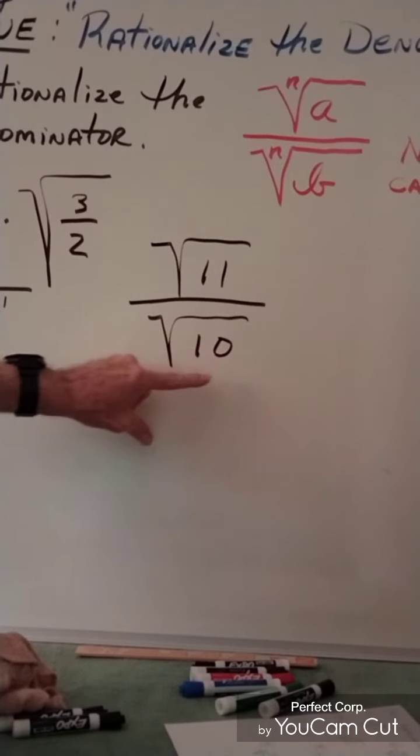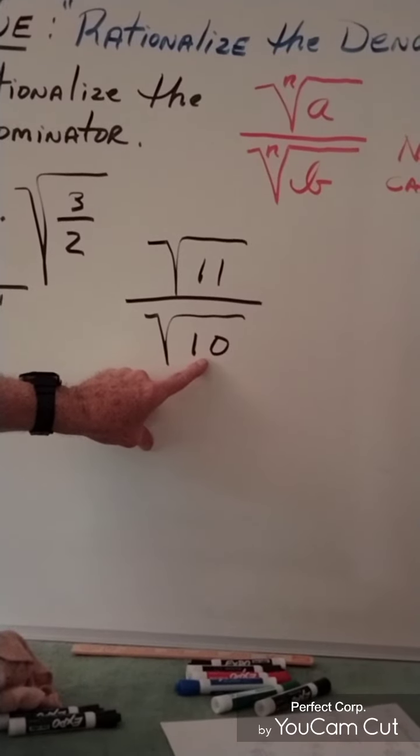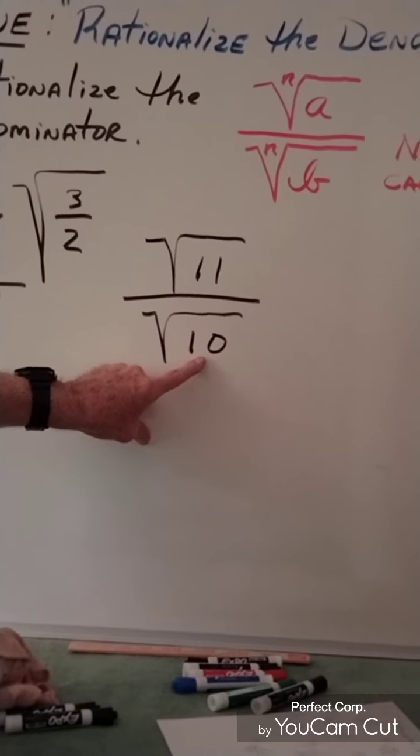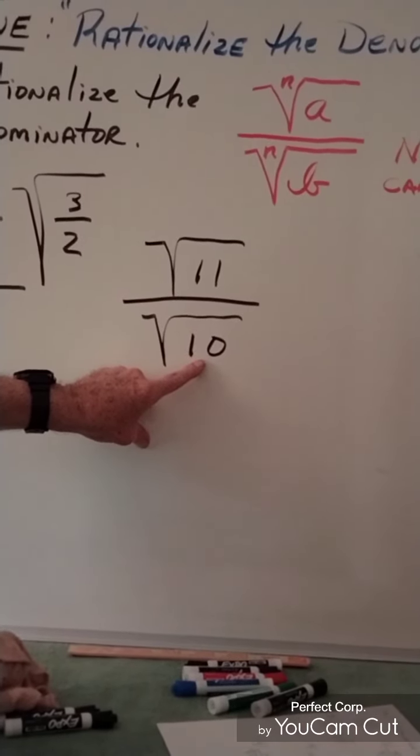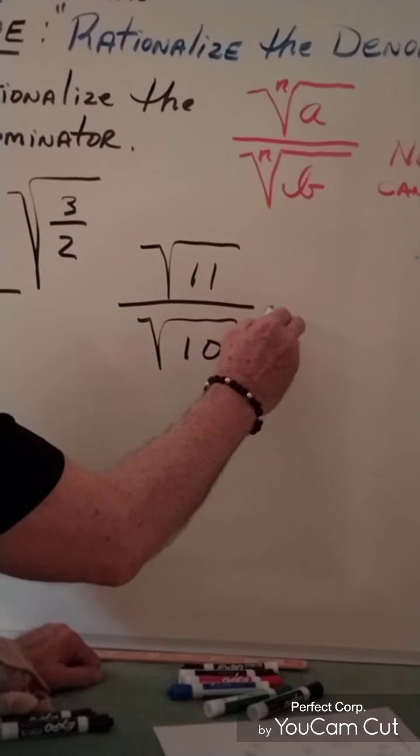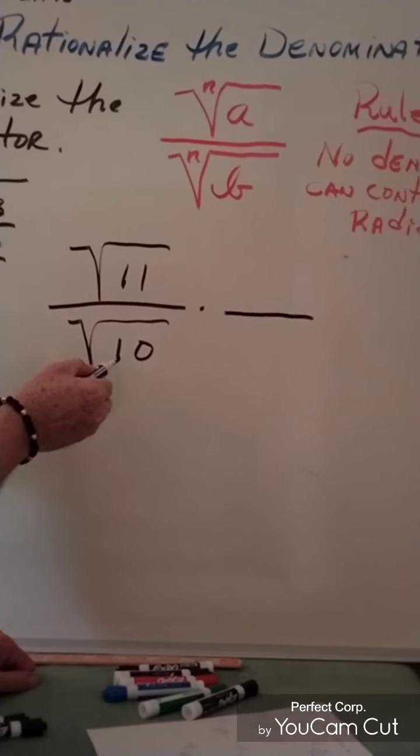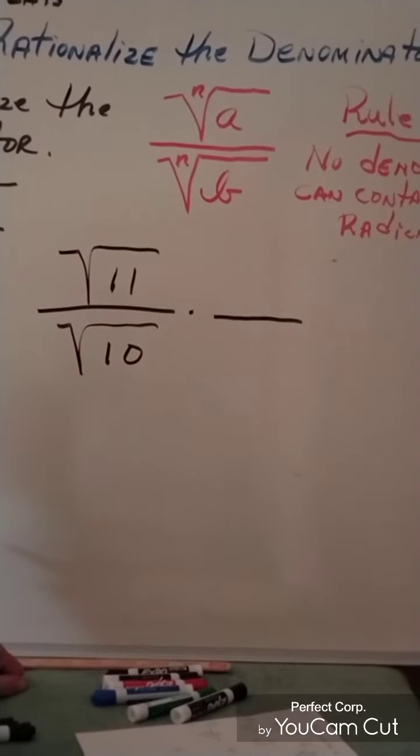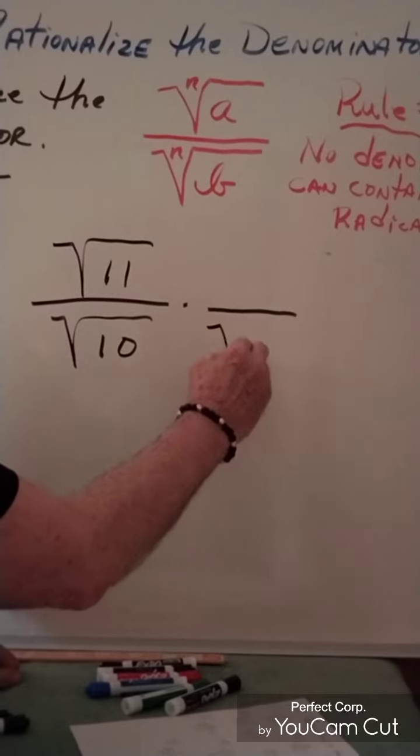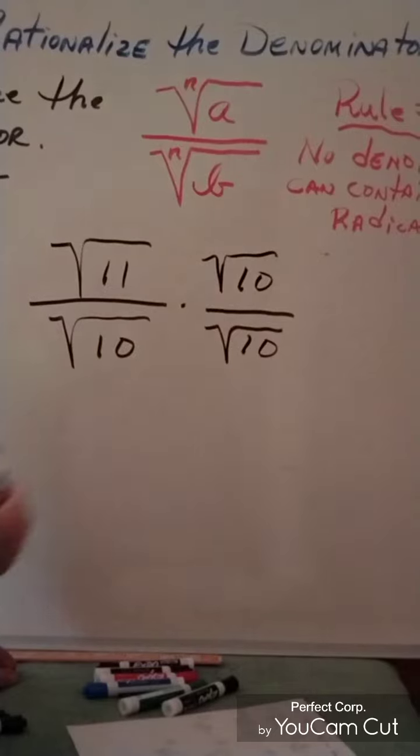We can't have a radical in the denominator. 10 does not contain any perfect square factors. 10 only has a 5 and a 2, and neither of those are squares. So we can go right into rationalizing that denominator right now. Put a times sign and the bar. I have one radical of 10. I need another radical of 10. It takes 2 of a kind to make a perfect square. So we need another radical of 10 on the bottom, and we likewise do the same thing on the top.